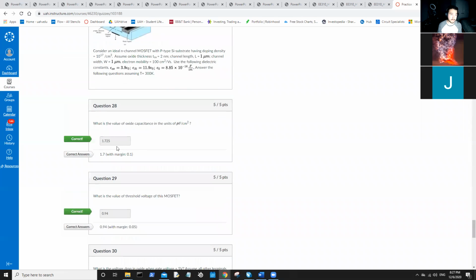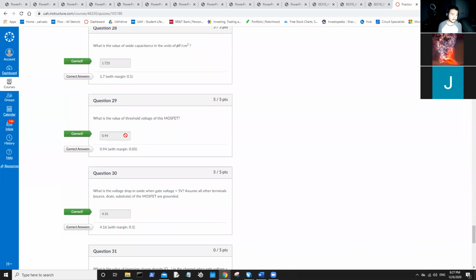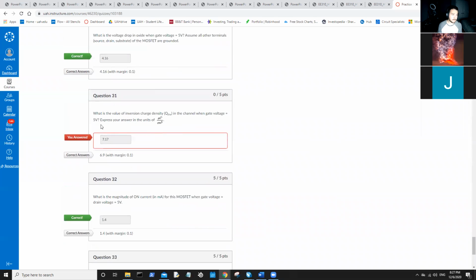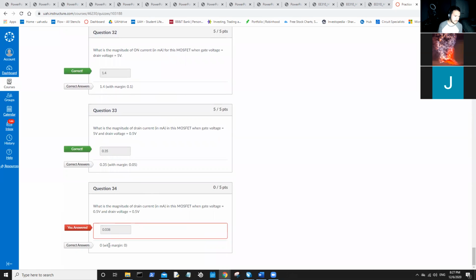Okay, our assumption was correct here, which is great. So you don't need to do unit scaling for oxide capacitance. Threshold voltage is a formula. Voltage drop in the oxide is a formula. Here's some, oof, what happened here? I was close, so it's probably a calculation error on my part. Sorry about that, but I'm sure that the method is sound. And then last year, it was just 0.